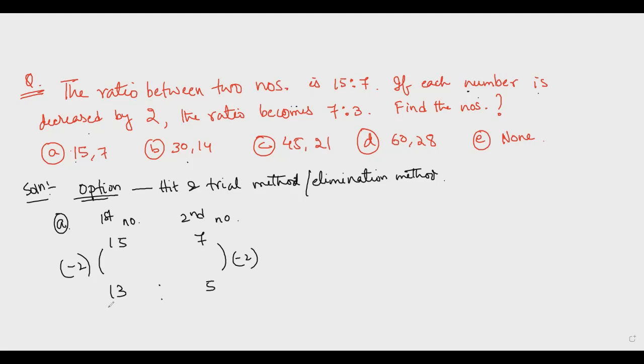And now what is the ratio? 13:5. But according to the question, the ratio should be how much? 7:3. It does not match. That means your option number A is wrong. So we eliminate option A. Is that okay? Let's move to option number B. This we call the elimination method.